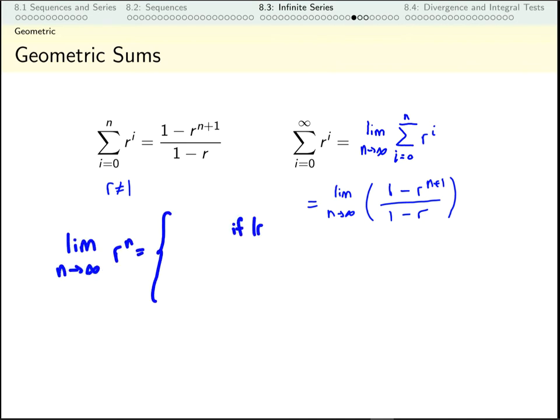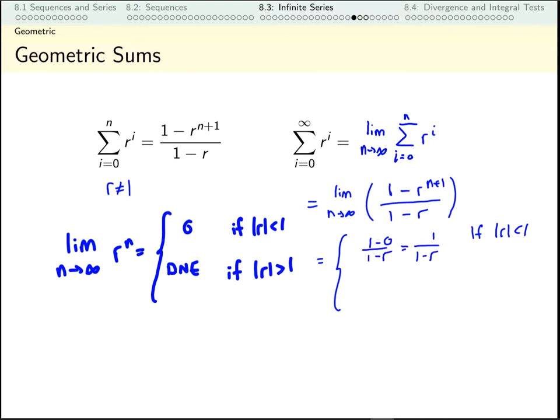If the absolute value of my ratio is less than 1, this limit is 0. Remember, if the absolute value of r is greater than 1, this limit doesn't exist. Maybe it doesn't exist because it goes to infinity, maybe it doesn't exist for some other reason. So if the absolute value of r is less than 1, my series looks like 1 minus 0 over 1 minus r, which is to say 1 over 1 minus r. If the absolute value of r is greater than 1, this is going to not exist.